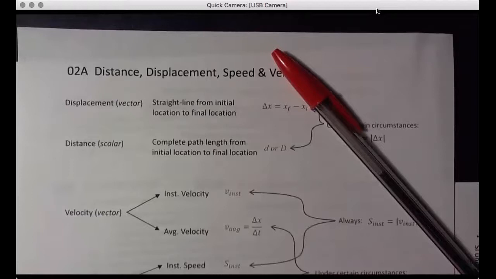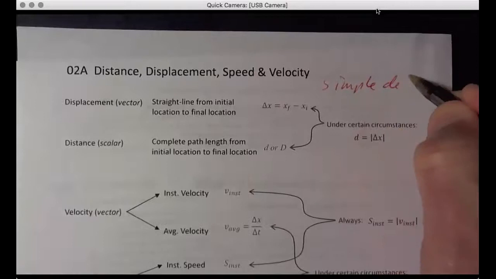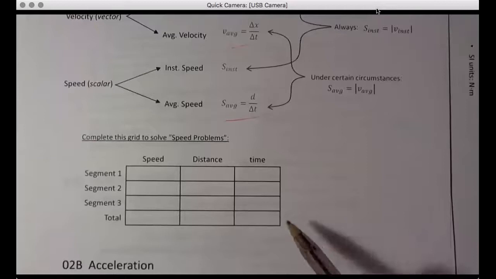So the next thing we talk about is definitions. These are our simple definitions here. Our first set of definitions, where we talked about what is velocity, average, instantaneous. What is speed, average, instantaneous? Our chart here of how to do a speed problem. And so let's see if I have a speed problem that we can do here.